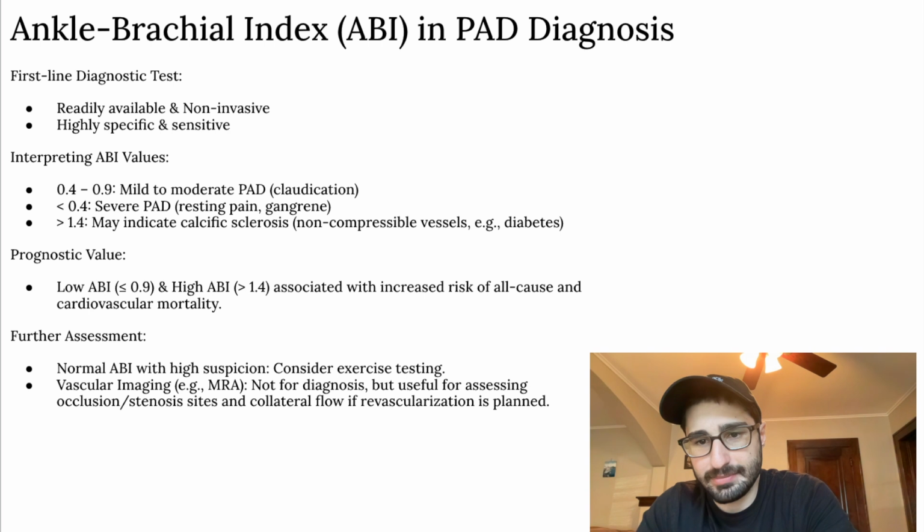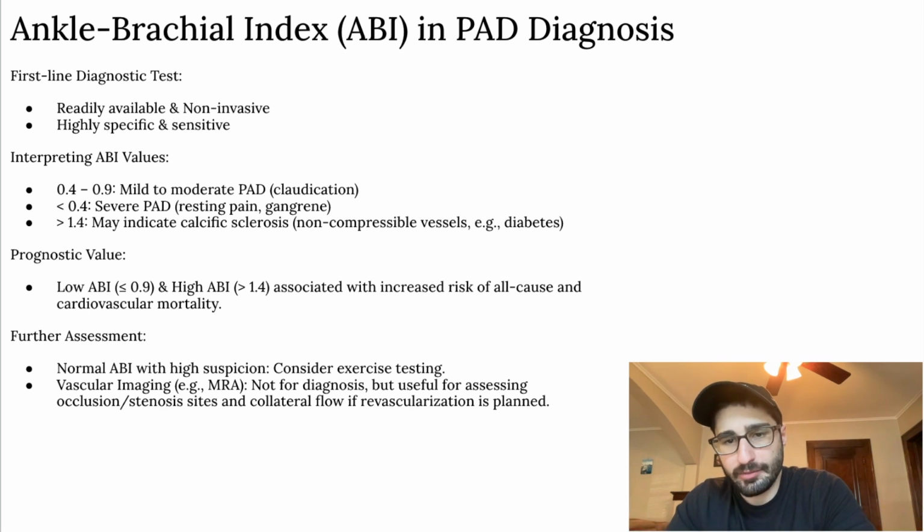first-line diagnostic test in PAD because it is going to be readily available, it is non-invasive, as well as being highly specific and sensitive in its diagnosis of PAD. So reduced ABI values between 0.4 and 0.9 would indicate mild to moderate peripheral arterial disease with claudication, whereas values below 0.4 correlate to severe PAD with resting pain.